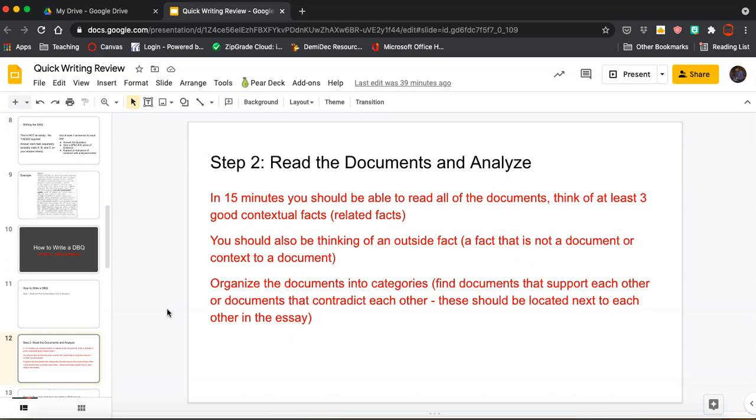Then, once you've read the prompt, read the documents. Make sure as you read them that you are thinking about HIP: you're thinking about historical context, intended audience, point of view of the author, or purpose. Also think about some facts that connect them. So if I give you a document that is Hamilton talking about his financial plan, you better be able to tell me elements of that financial plan, right? Or if I give you one that's Roosevelt talking about the Roosevelt corollary, you better be able to say Roosevelt corollary.